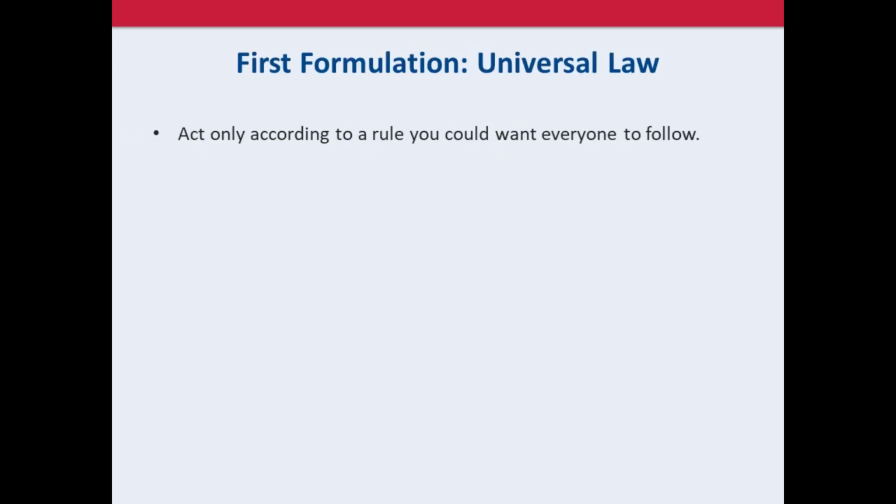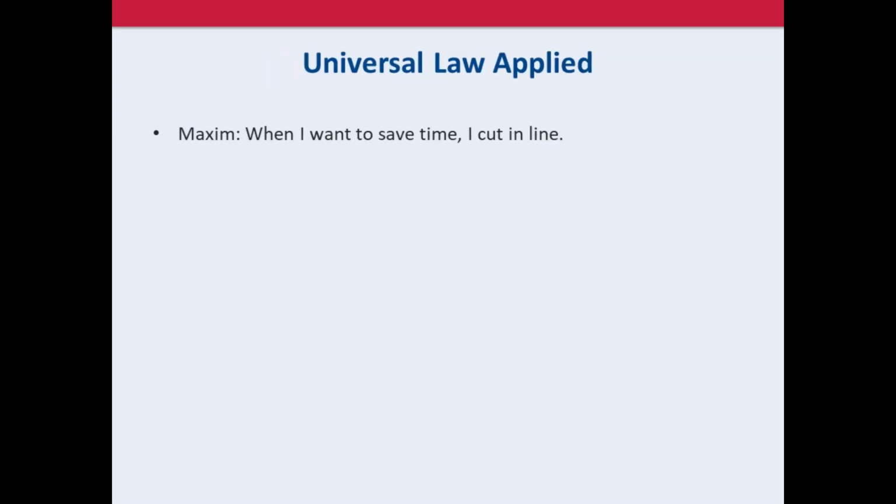The first formulation of the categorical imperative is called the principle of universal law. Kant argues that before acting, we should ask whether the rule behind our action could be followed by everyone. If the rule only works when a few people break it, then it cannot be a moral rule. To apply this principle, we identify the maxim behind the action. In this case, the maxim might be, when I want to save time, I cut in line.